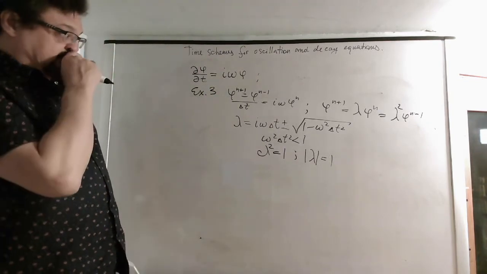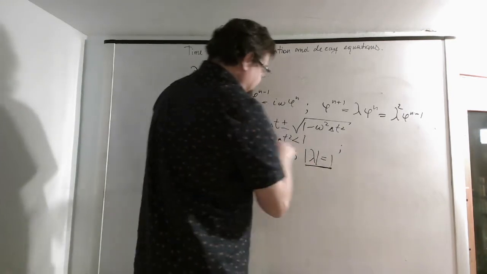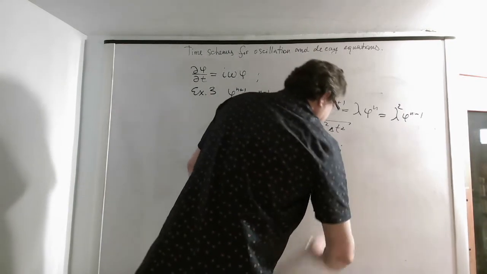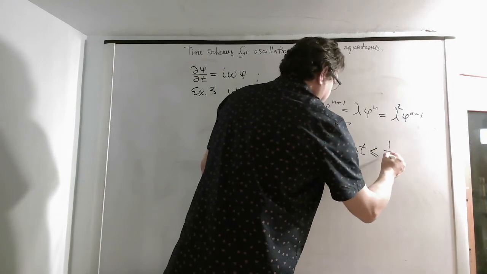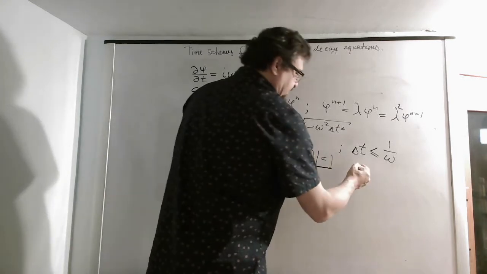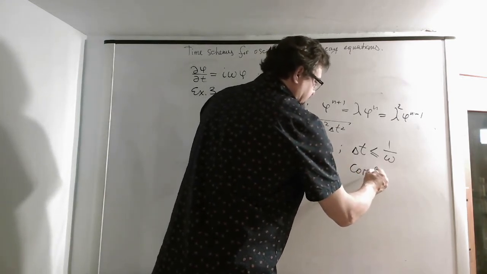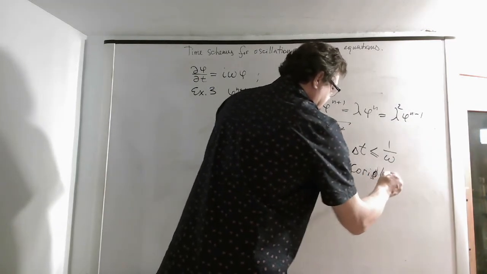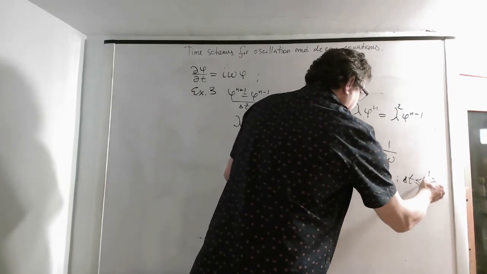And so you see that, but the condition is this: delta t should be smaller than or equal to 1 over omega. Which means for the Coriolis force, omega is just the Coriolis parameter. Delta t should be smaller than or equal to 1 over f.